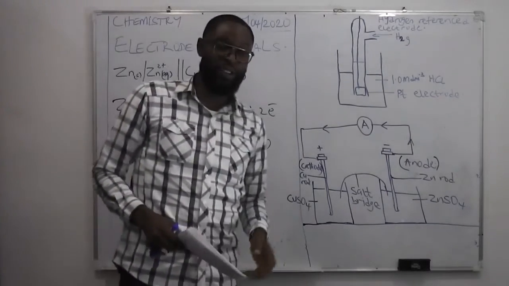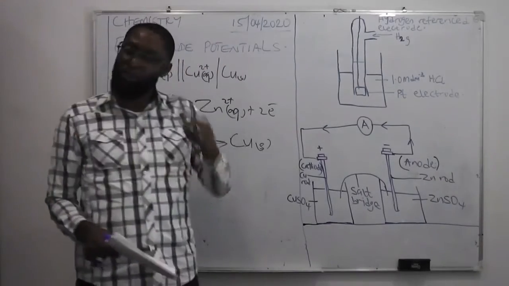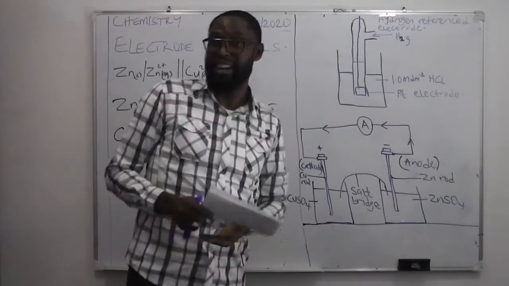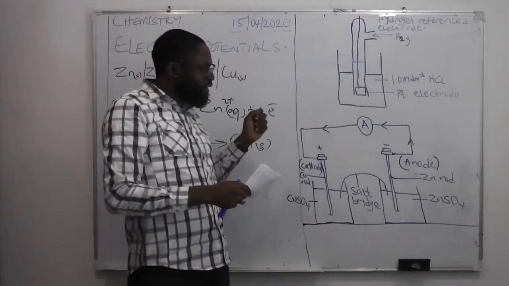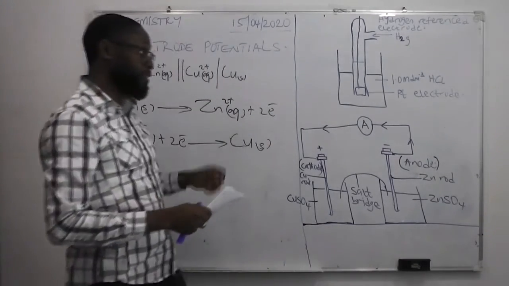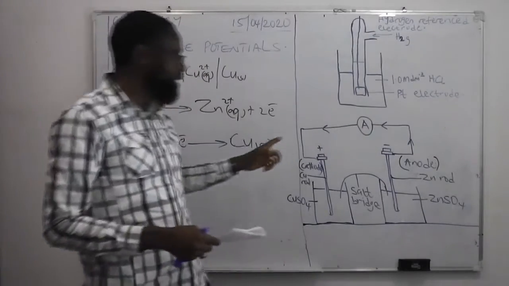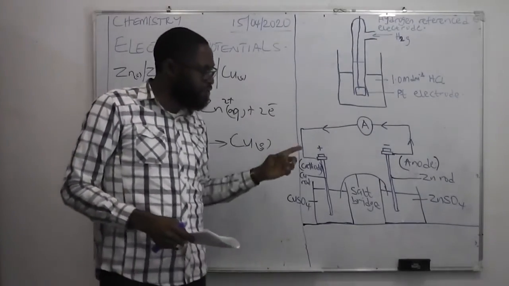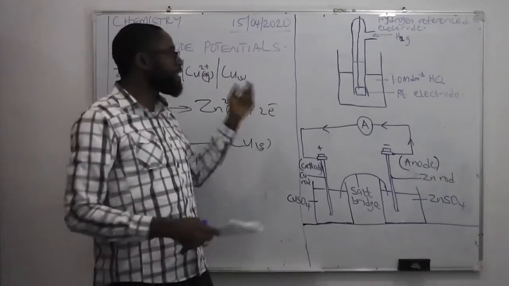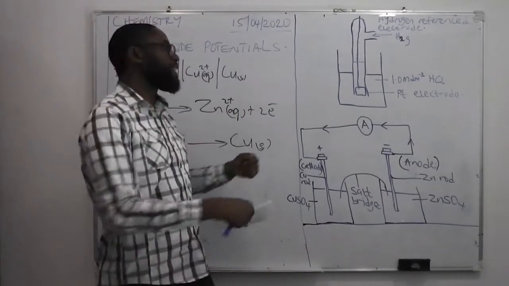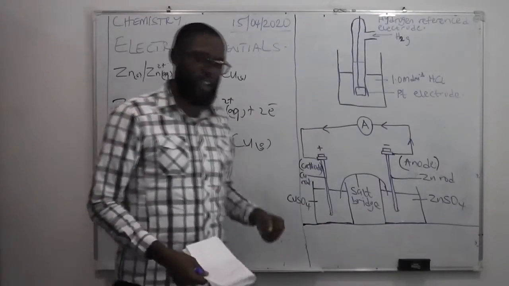Now, remember in electrolysis, I told you that when we get to electrochemical cells, I'm going to explain certain things to you, and that is what I want to explain now. Remember in electrolysis, the anode is the positive electrode, and the cathode is the negative electrode. Remember we say in an electrolytic cell that oxidation occurs at the anode and reduction occurs at the cathode.